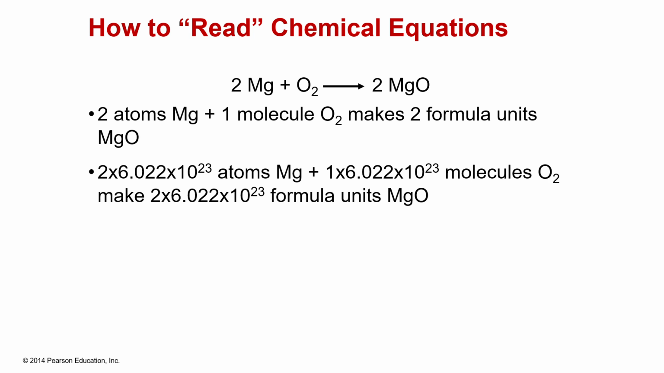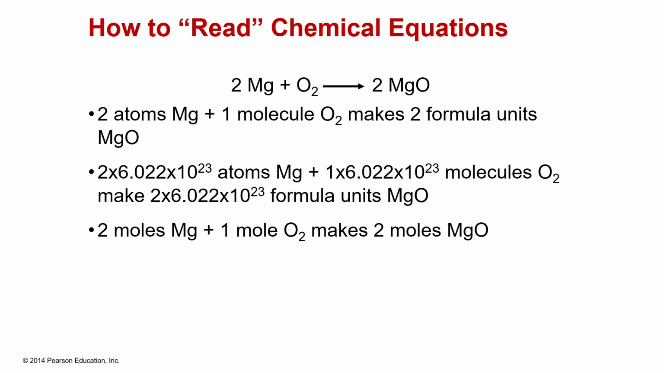So we could say 2 times Avogadro's number of atoms of magnesium and 1 times Avogadro's number of molecules of oxygen makes 2 times Avogadro's number of formula units of magnesium oxide. But an Avogadro number of atoms or molecules or formula units is essentially a mole. So we could read the equation instead of in atoms and molecules. We could say 2 moles of magnesium plus 1 mole of oxygen makes 2 moles of magnesium oxide.